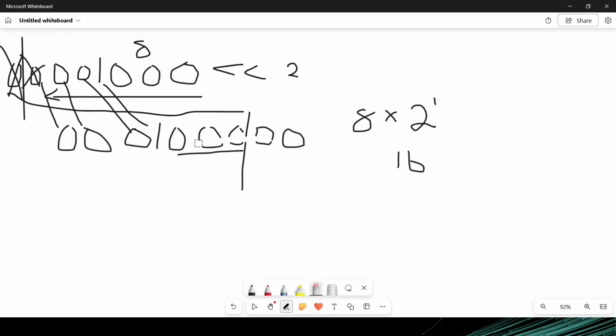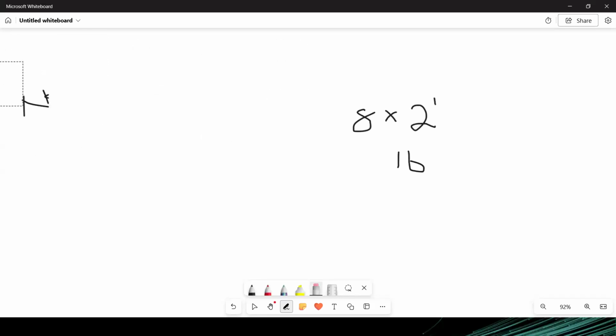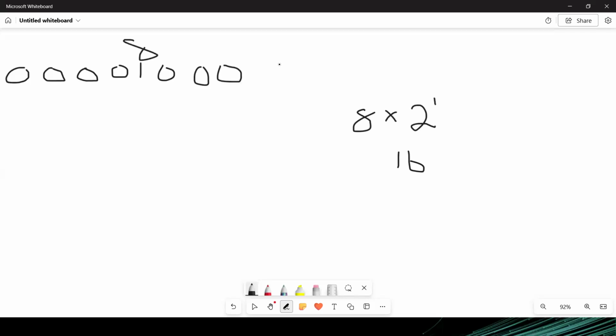Let me start afresh and do it. It's somehow confusing, but try as much as possible to grab it. Just understand the trick. The trick is very simple. I have an 8-bit binary representation of 8. So 0, 0, 0, 0, 1, 0, 0, 0. This is the binary representation of 8. And I want to do a left shift by 2.